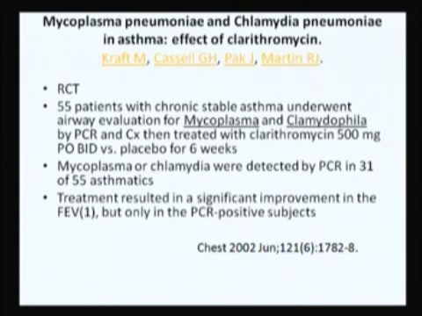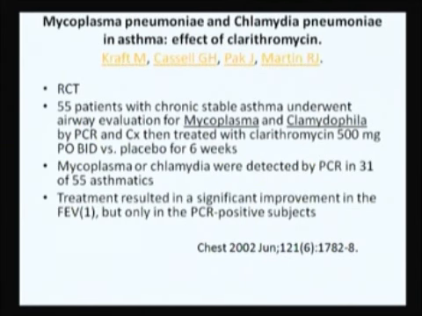Another study from Michael Kraft, this is mycoplasma pneumonia and chlamydia pneumonia in asthma, the effect of clarithromycin. This was a randomized controlled trial of 55 patients with chronic stable asthma who underwent airway evaluation for both mycoplasma and chlamydia by PCR and culture. And then were treated with clarithromycin 500 milligrams PO BID versus placebo for 6 weeks. PCR revealed positive for mycoplasma or chlamydia in 31 out of the 55 asthmatics.